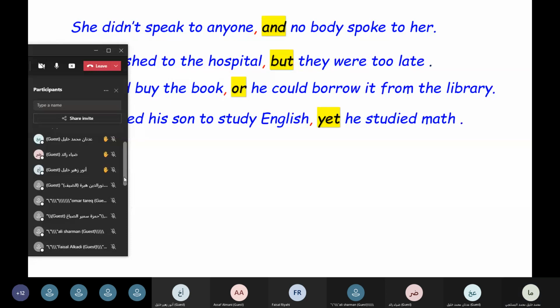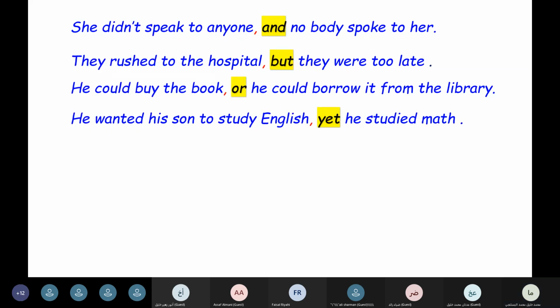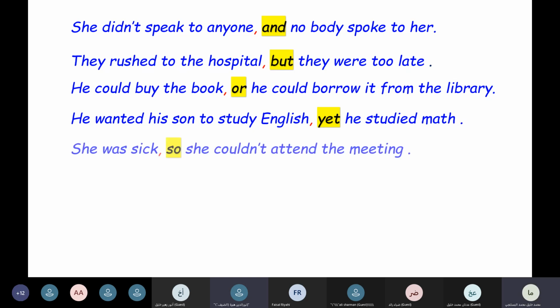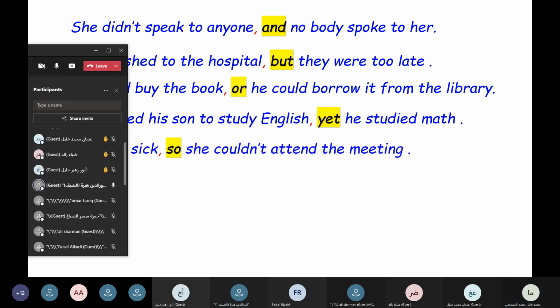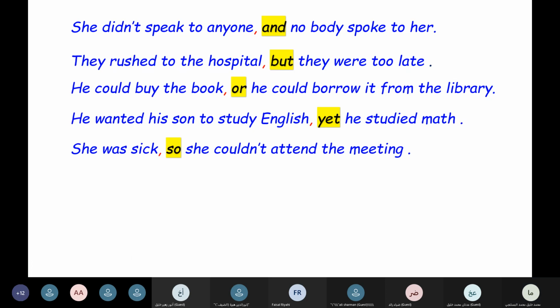Nurdin. Yes, teacher. Yes, please read the first one. Number 4, the fourth sentence. He wanted his son to study English, yet he studied math. Good. Ali Shurman. Read the next. Ahmed Al-Hurani.